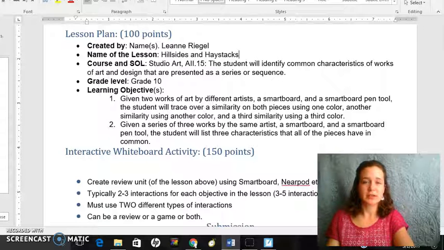The first objective is to have them be able to mark on the works of art themselves and determine similarities between two works of art by different artists. And the second objective is for the students to be able to list 3 similarities of 3 works by the same artist that are actually in a series.